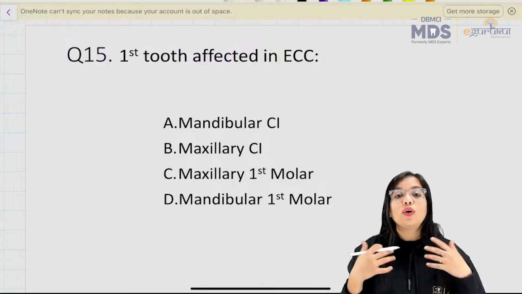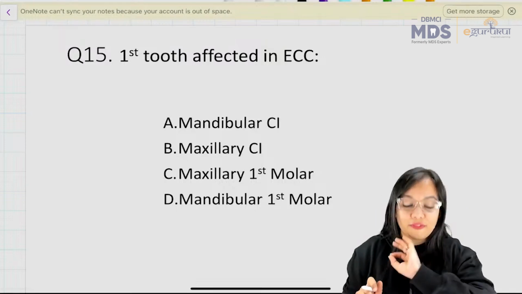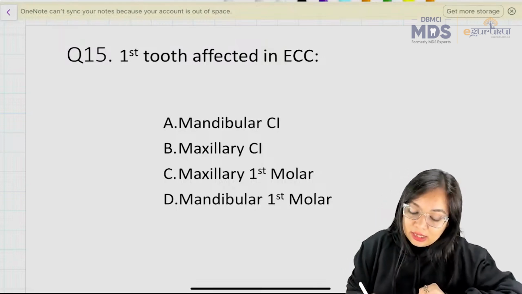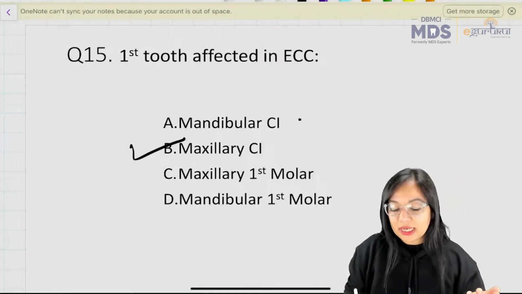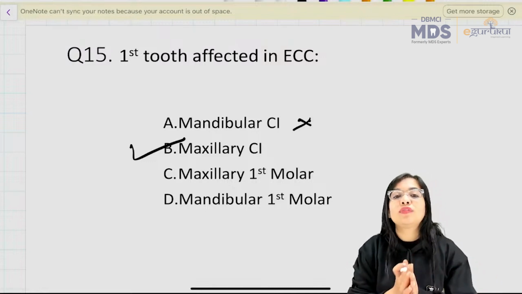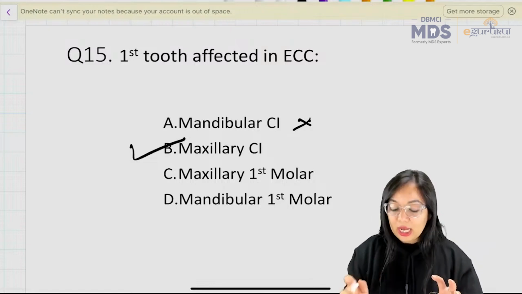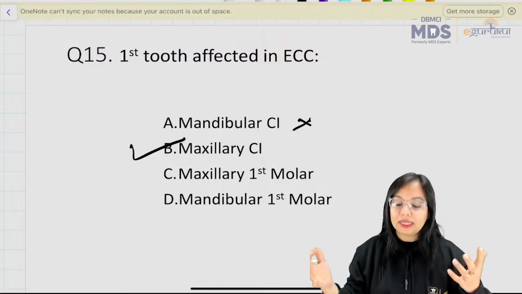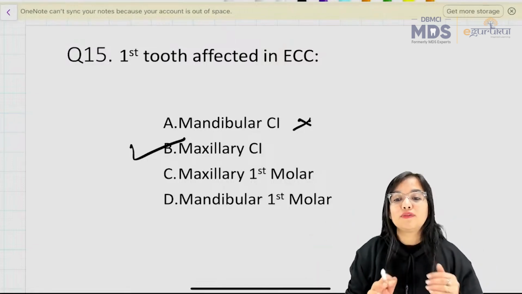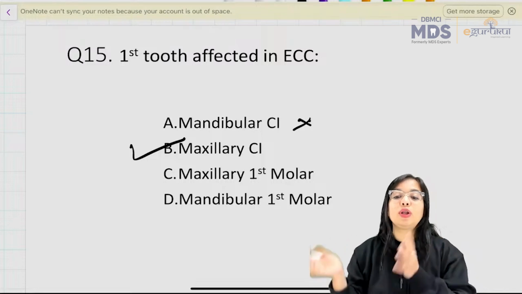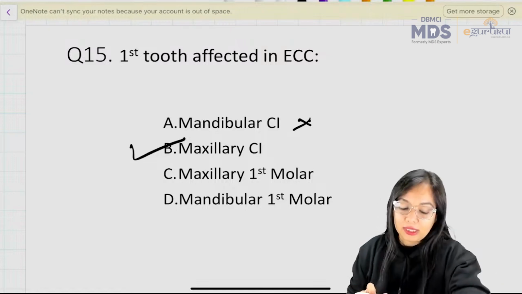The next question here is, the first tooth that is affected in ECC, that is early childhood caries, is which one? Amongst the options given, the first tooth affected in early childhood caries is the maxillary central incisor. The mandibular central incisor does not get affected because it's one of the immune teeth. There is the function of the tongue going on around it, so it does not get carious so easily. Molars get affected later, but the first tooth that gets affected is the maxillary incisor. They're typically the first ones, followed by the maxillary and mandibular molars, and mandibular incisors are frequently spared because of the protecting nature of the tongue.